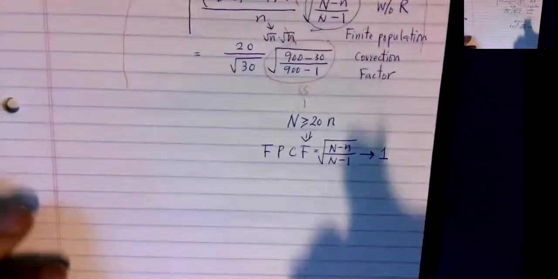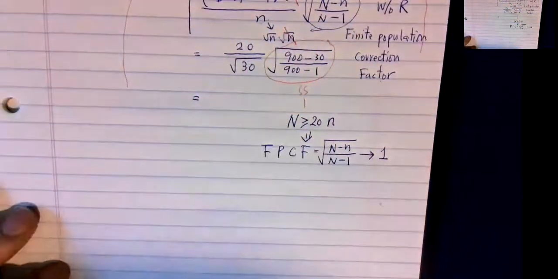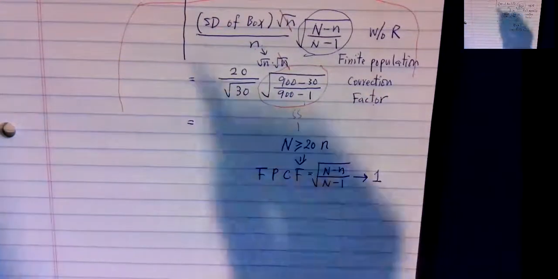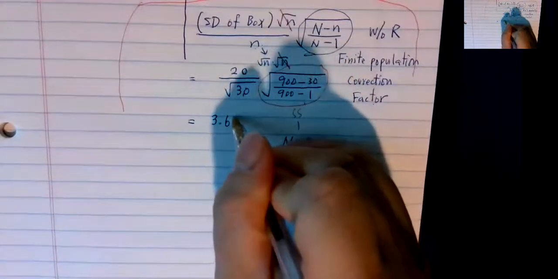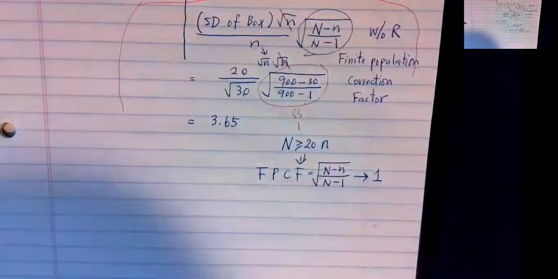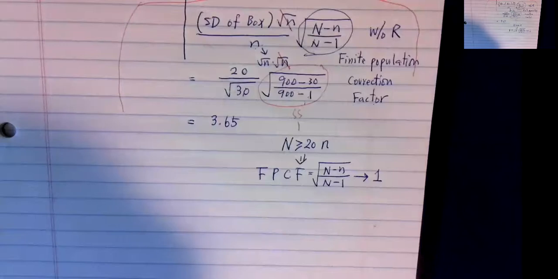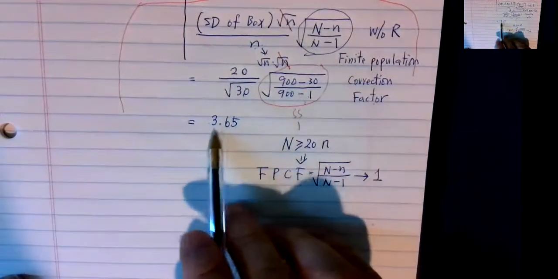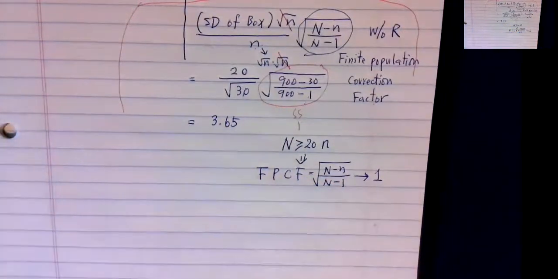So let's see. Can somebody help me find what's 20 over square root 30? Calculate both for me, please. 3.65. Yes, 3.65. How about this term? This one is 0.975 something, right? So this is almost close to 1. You don't need to worry about it. Just look at 3.65. Anybody get this number as well? Yeah, good. So that is SE X bar.